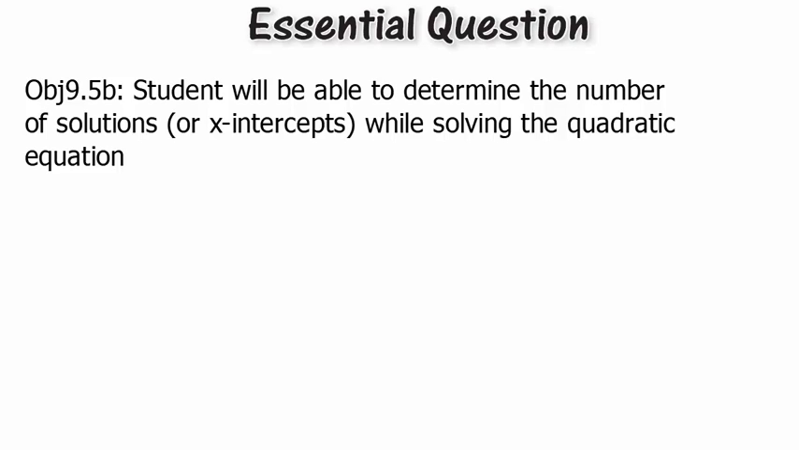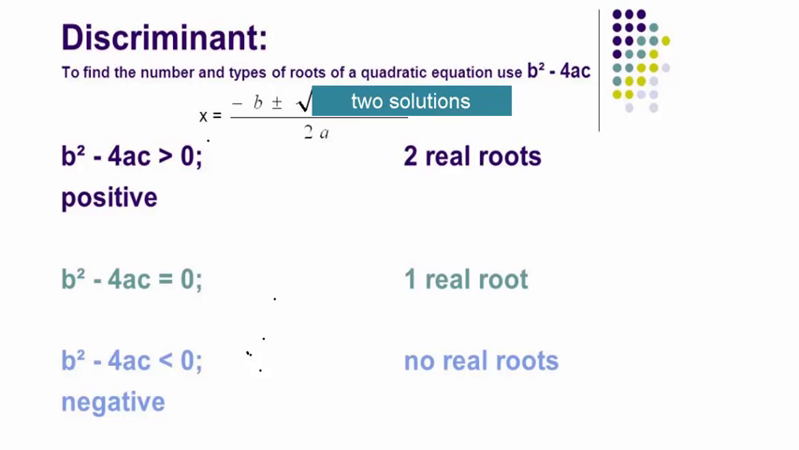So in this section, we have already solved using the quadratic equation. What we are just going to do in this section is determine how many solutions, which are also called x-intercepts, an equation will have based on a very specific part of the quadratic equation. That part is called the discriminant. It is the part that is underneath the square root sign. I don't actually take the square root of it. I just grab that b squared minus 4ac, number crunch it, and determine if it is positive, equal to 0, or negative. When it is positive, it has 2 real roots, or 2 x-intercepts.